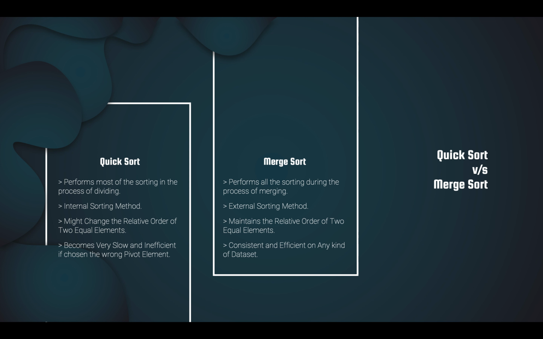The characteristics of the list don't affect the speed of merge sort. If we assume the time cost of comparison and assignment to be constant, merge sort always takes the same time for a particular size of an array. Thus, it is consistent and efficient on any kind of dataset. The efficiency of quicksort largely depends on how we choose the pivot. If the partitions created are very unbalanced, quicksort becomes very slow and inefficient. However, in general, quicksort is very efficient for smaller datasets.